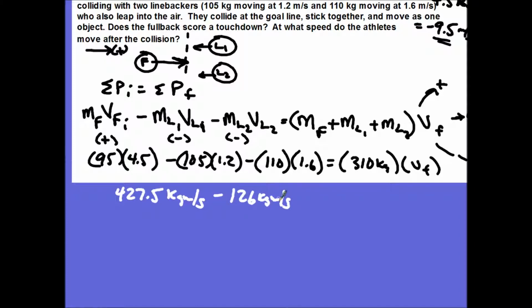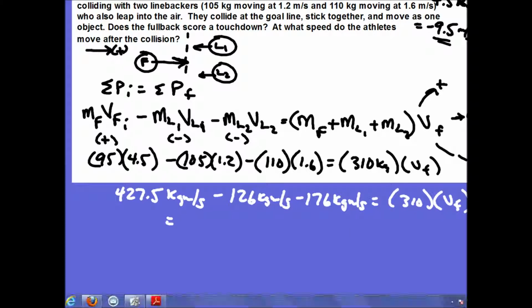And does the second linebacker have enough momentum to stop him? Let's see, 110 times 1.6, that's negative 176. It doesn't look like he does. That is equal to 310 times V final. Let's add them all up here. It looks like the total momentum is 125.5 kilogram meters per second. So it's positive. That means he's going to score a touchdown.